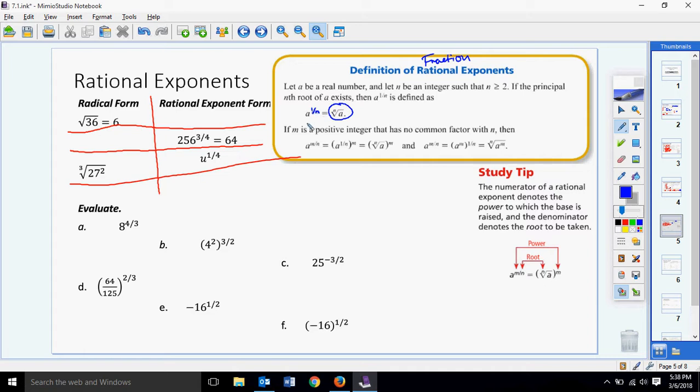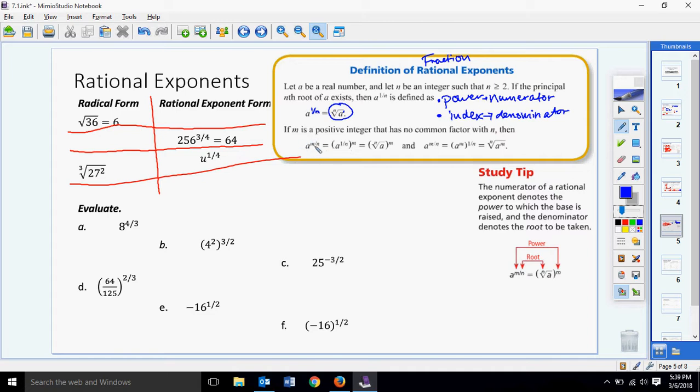Where did this 1 numerator come from? Well, it actually came because there's a power of 1 on A. So the power is your numerator, and the index is your denominator. And that's important. And it gives a better description down here.